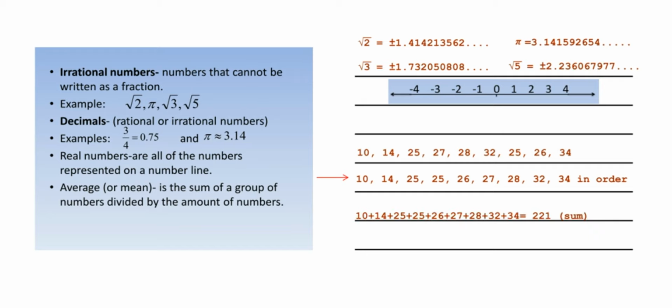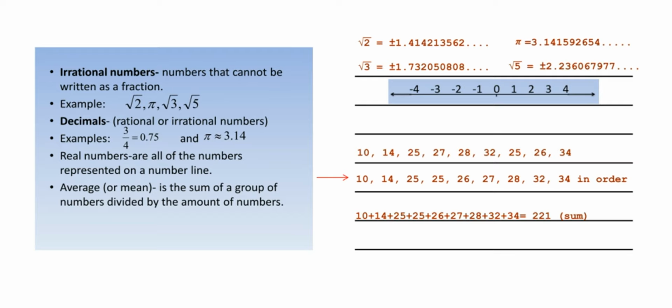Okay, so up next we want to add the quantities. 10 plus 14 plus 25 plus 25 plus 26 plus 27 plus 28 plus 32 plus 34. This is where a calculator could come in handy. So add them all together. You should get 221. Double check my answer, make sure I got it correctly. I may have made a mistake, but it still helps, agreed?